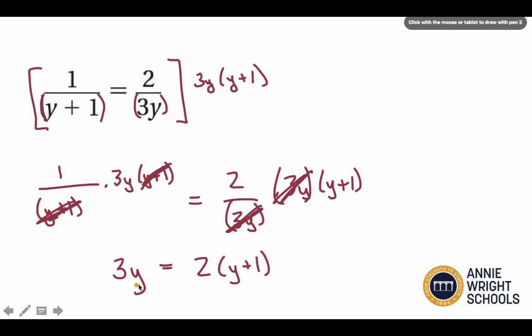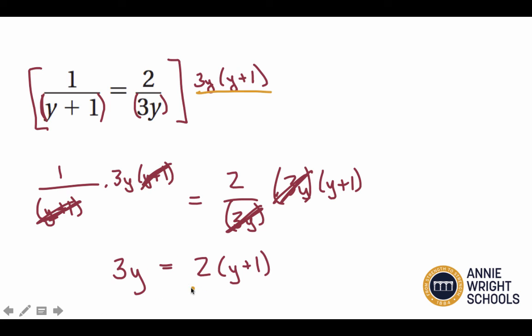And if a middle school student were watching this video and they just turned it on right now, they would have seen that 3y times 1 is 3y, and 2 times y plus 1 is 2 times y plus 1. And they would have said, Stubbs, you cross-multiplied. I didn't, but that's what it looks like I did. When you multiply a proportion by the product of the two denominators, you will get the result of cross-multiplying.